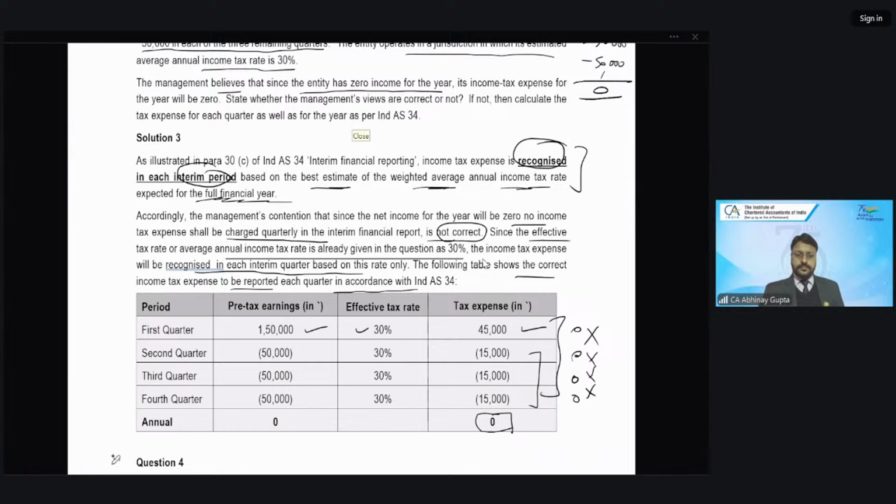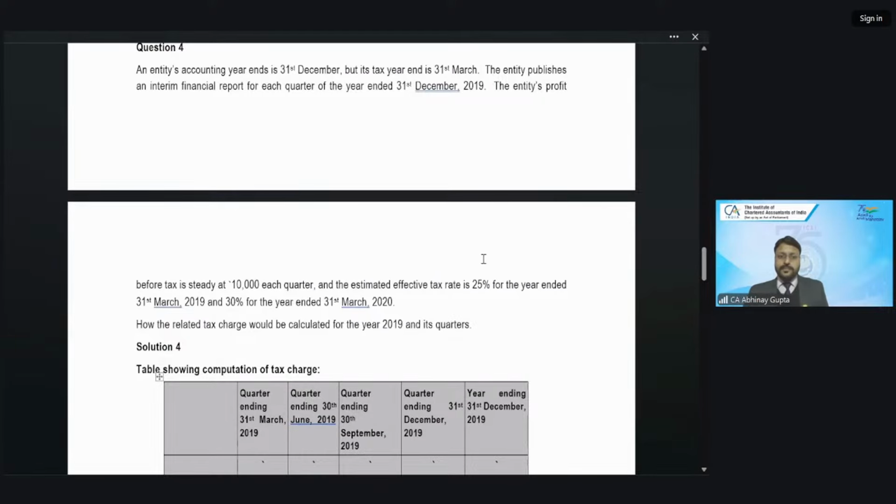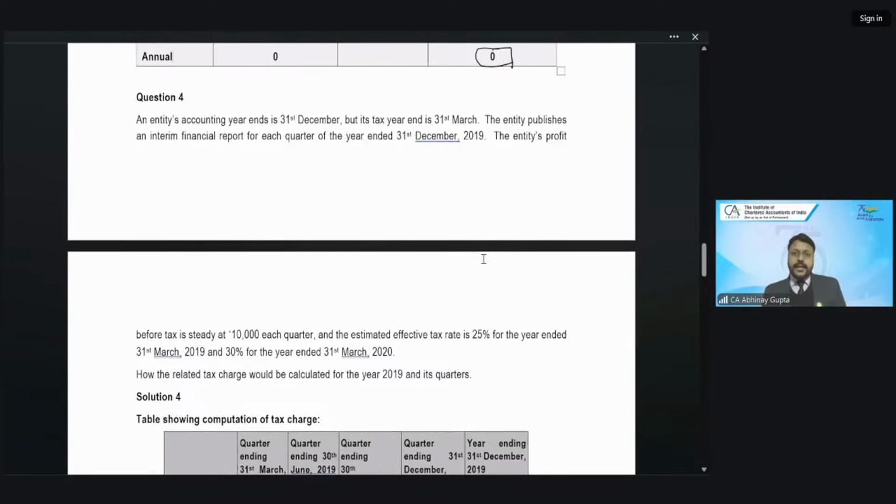Okay, let's do this one. An entity's accounting year ends on 31st December, but its tax year ends on 31st March.